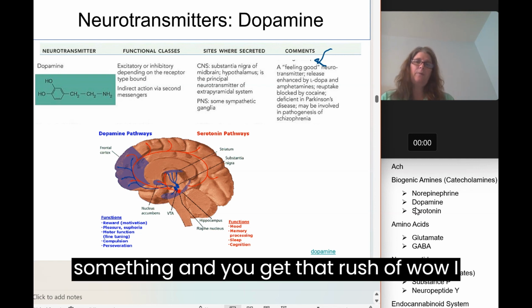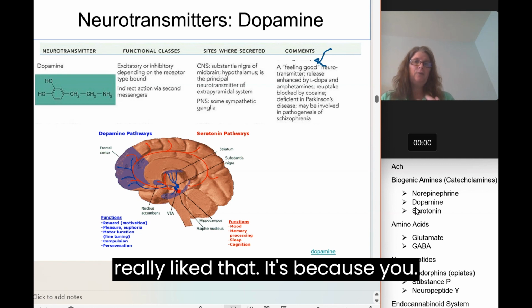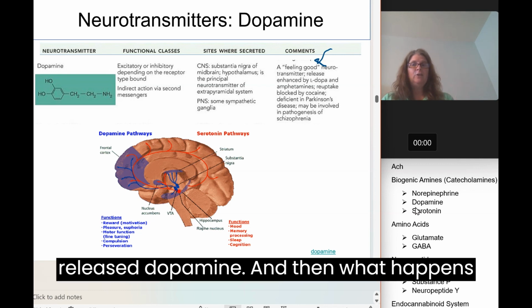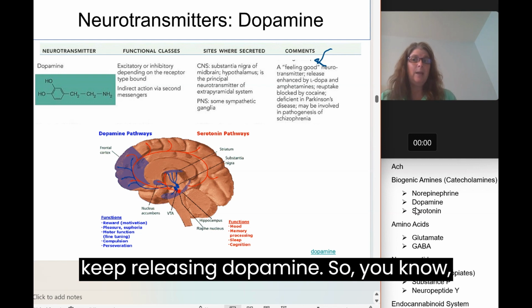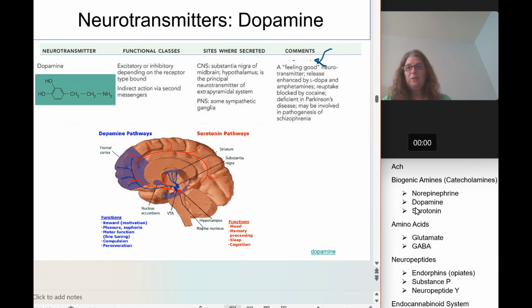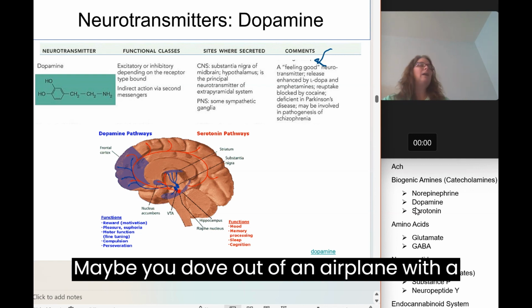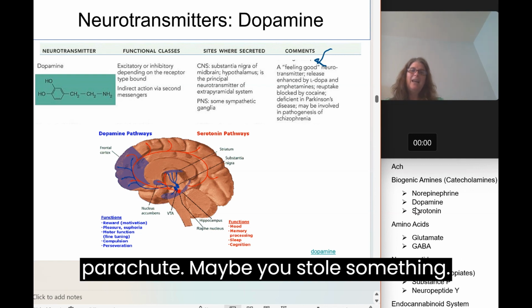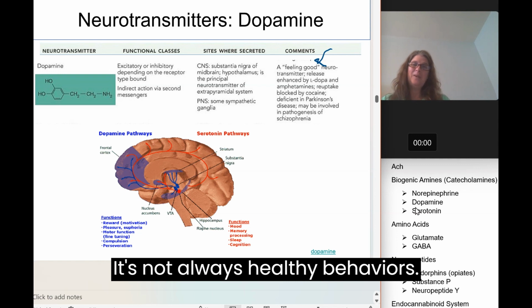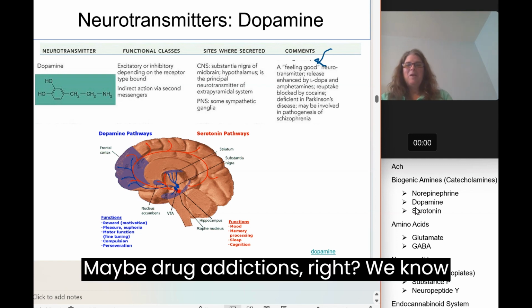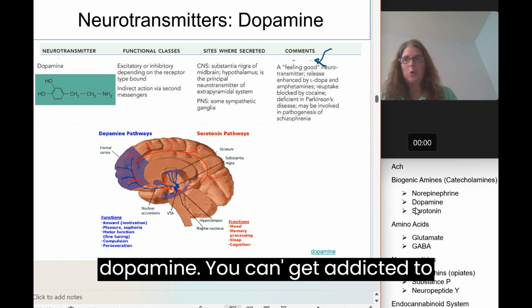When you do something and you get that rush of, wow, I really liked that, it's because you release dopamine. Then what happens is you seek out that behavior so you can keep releasing dopamine. This could be from something you ate. This could be from something you did. Maybe you dove out of an airplane with a parachute. Maybe you stole something, right? It's not always healthy behaviors, maybe drug addictions, right? We know that this is all associated with dopamine.